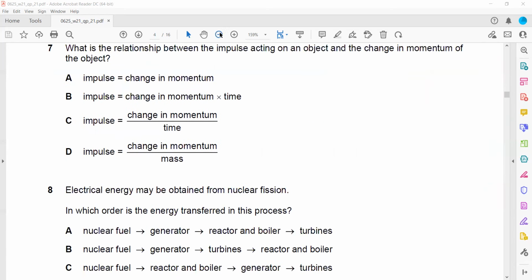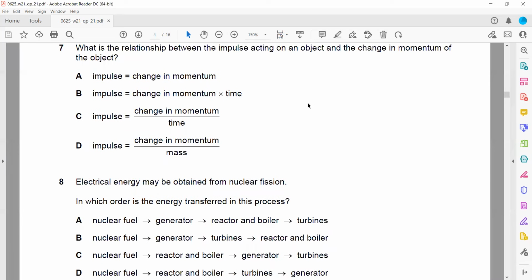In question 7, what is the relation between the impulse acting on an object and the change in the momentum of an object? So impulse is basically change in momentum. Impulse is equal to mv minus mu. This is one formula of impulse, or impulse is force multiplied by time. So either change in momentum or force into time. So as you can see, option A, that impulse is equivalent to change in momentum.